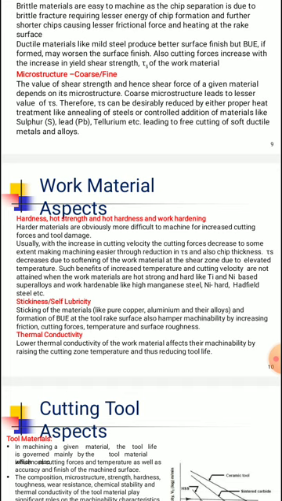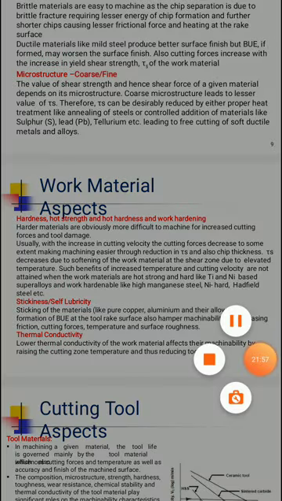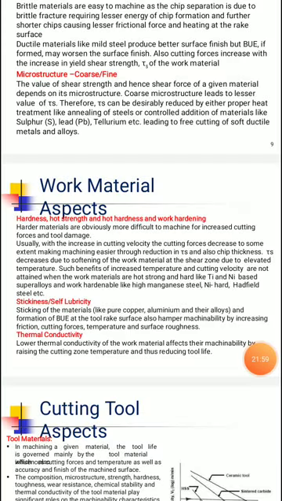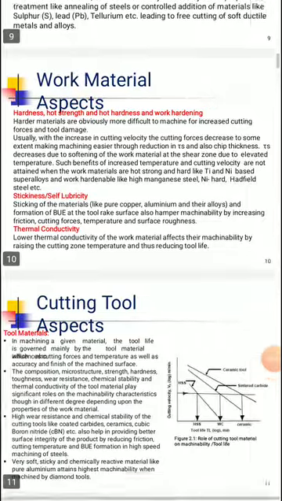And finally it was regarding the thermal conductivity. Lower the thermal conductivity of the work material aspect affects their machinability by raising the cutting zone temperature and thus reducing the tool life. Okay, so thermal conductivity एक another part है which may lead to affecting the machinability of that particular material.